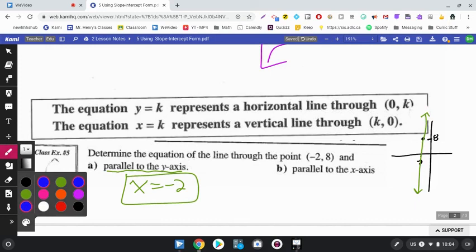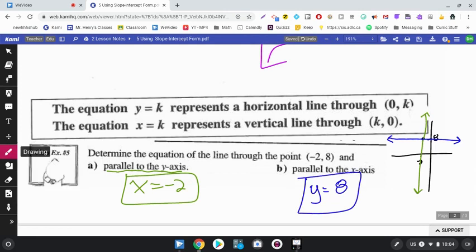Next one, parallel to the x-axis. Well, that's a horizontal line. And that one is the opposite. The x values are changing. I'm going left, right. I'm changing those. But what doesn't change is your y value. Your y value is always 8. It crosses 8 at the y-axis. Your y value is always 8. That's the equation of the line.